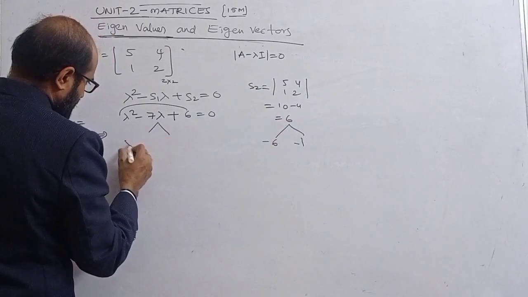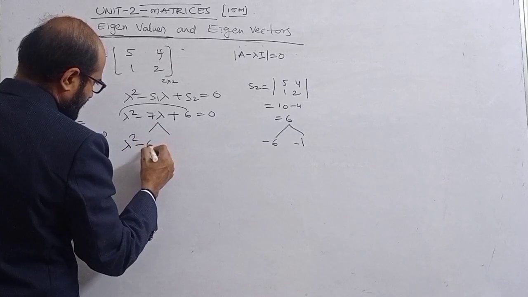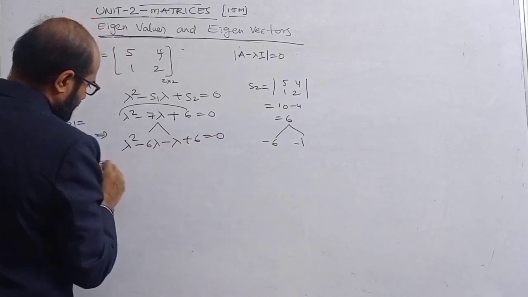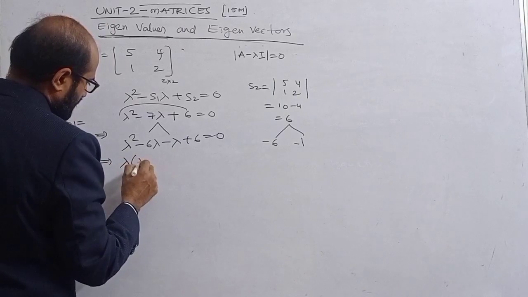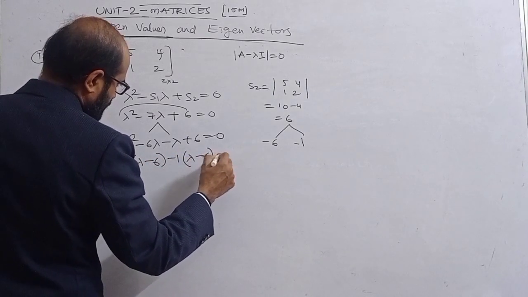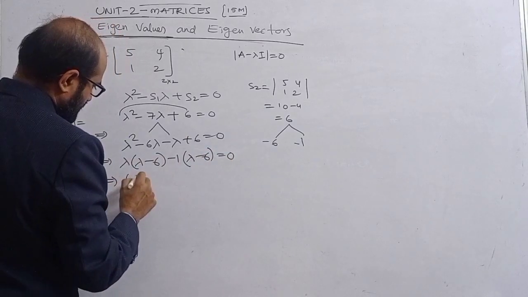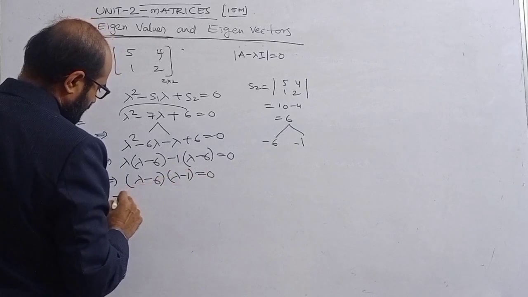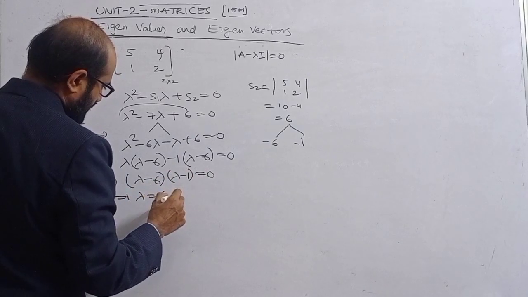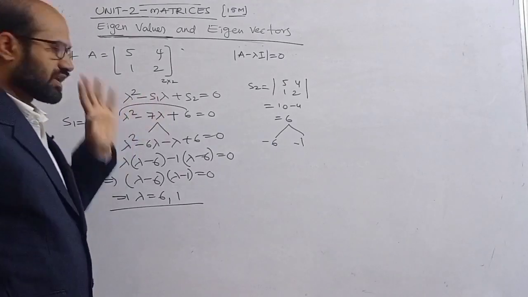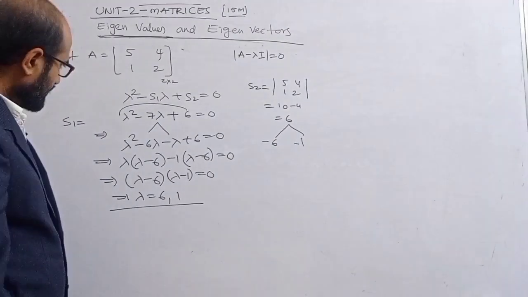Now by splitting the middle term, lambda square minus 7 lambda plus 6, I can write 6 lambda minus lambda plus 6 equal to 0. This implies lambda common, lambda minus 6, minus 1 common, lambda minus 6 equal to 0. This implies lambda minus 6 and lambda minus 1 equal to 0. So lambda equal to 6 and lambda equal to 1. So these are the eigenvalues.